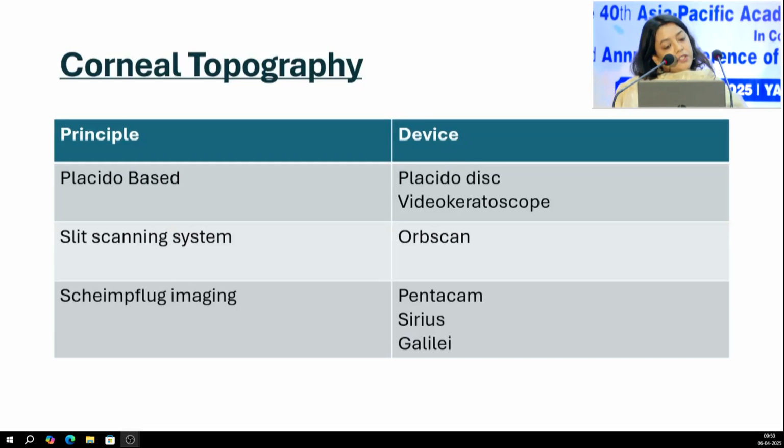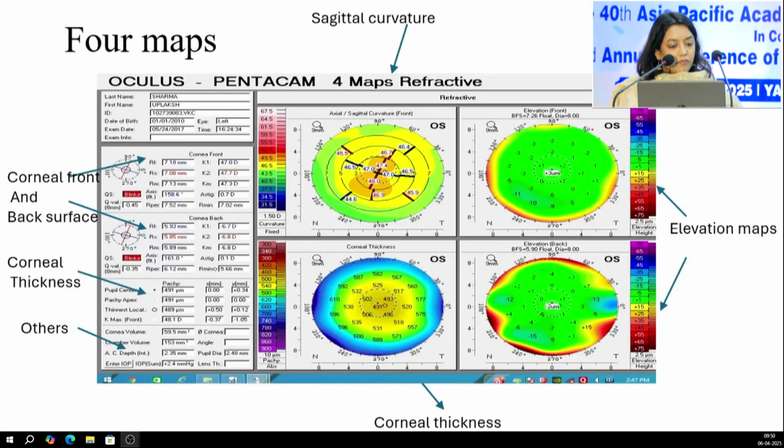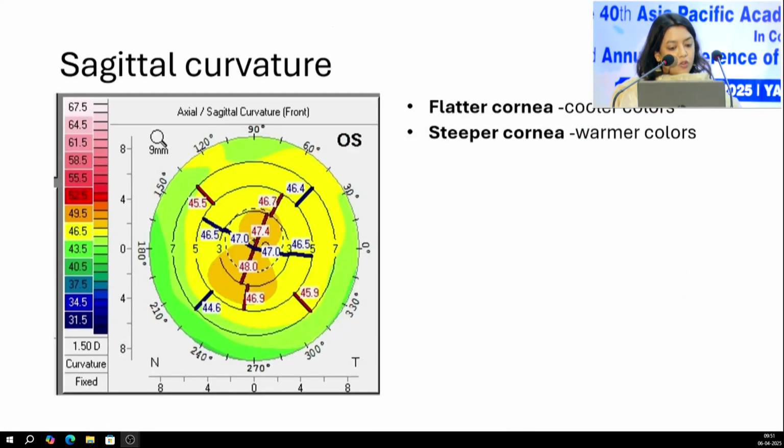Now, another important tool for postgraduates is corneal topography. It can be Placido disc-based, slit scanning technique, or Scheimpflug; the most commonly used is the Pentacam. The printout comes as a map of four, known as the quad maps. It has the patient details, the keratometric values, and pachymetry values. The first map is a very important map, the axial or curvature map. It represents the anterior curvature of the cornea and is represented in the form of dioptric values.